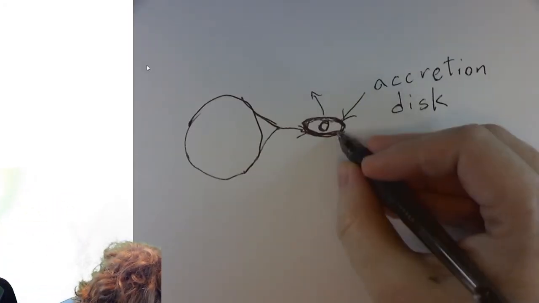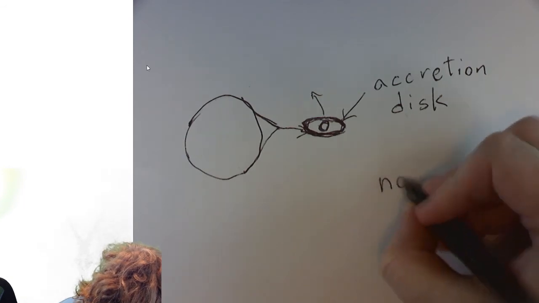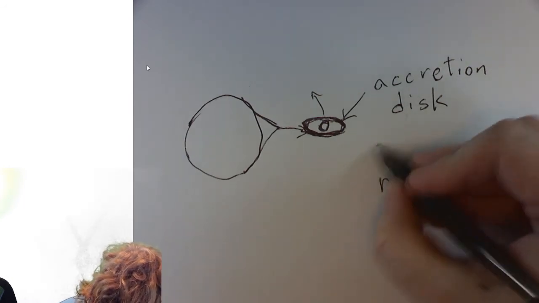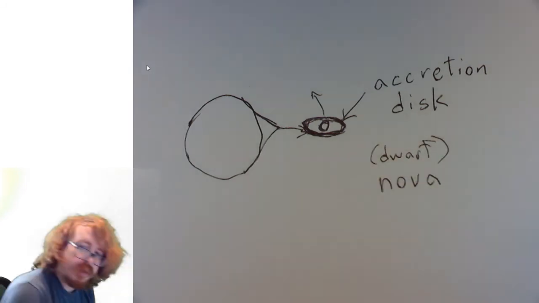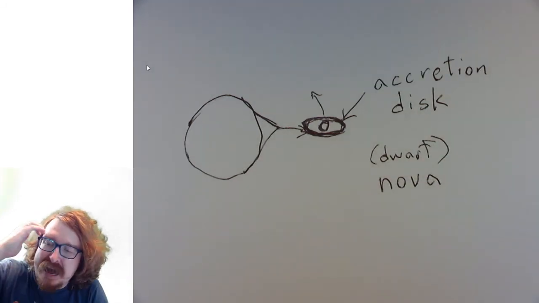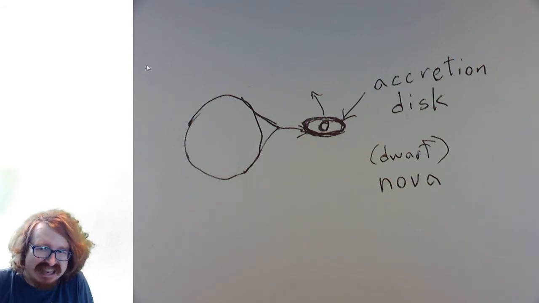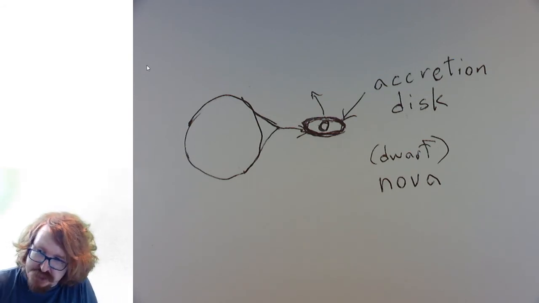Let me reboot. Here we go. If the disk explodes, it's called a nova. Sometimes that's called a dwarf nova. I'll put parentheses around dwarf. But if you see nova by itself, it means a disk exploding in this situation.